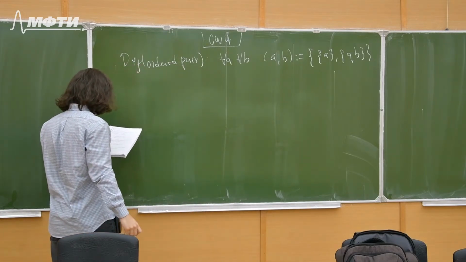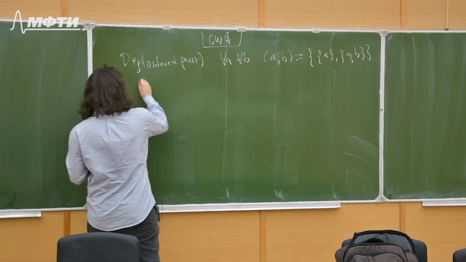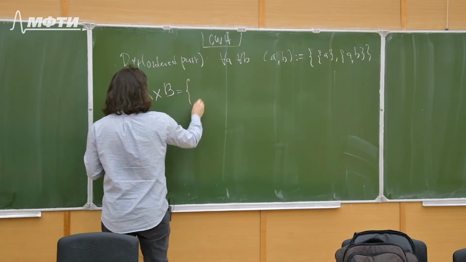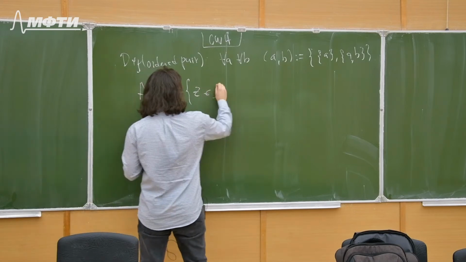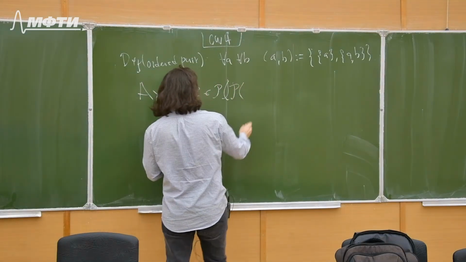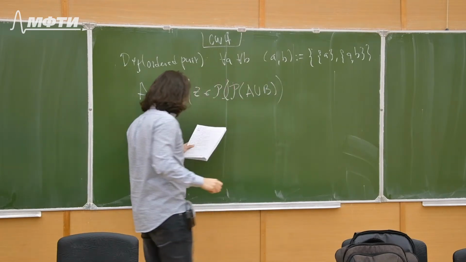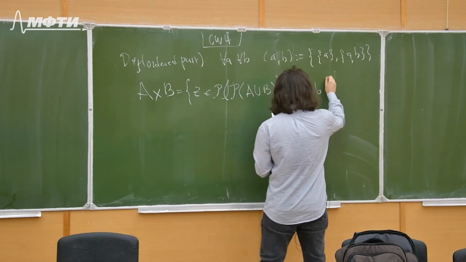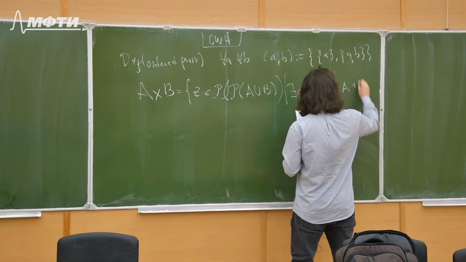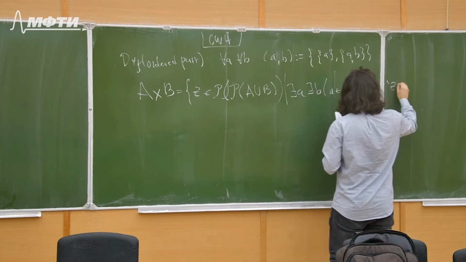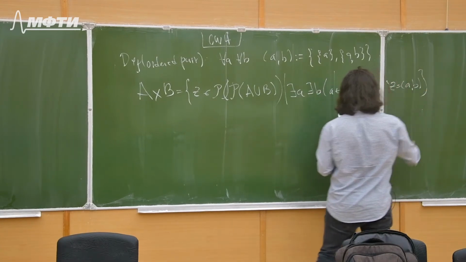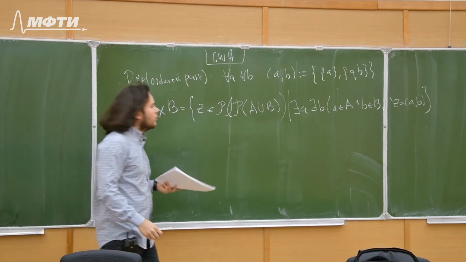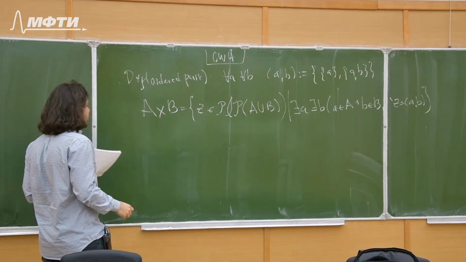Next, the Cartesian product of sets A and B. By definition, this is all the Z that belong to the power set of the union of A and B, such that there exists some a and some b, where a belongs to capital A and b belongs to capital B, and Z is equal to the ordered pair a and b. So this is the Cartesian product, but we are not going to write this while we are solving problems because it's not comfortable for us.